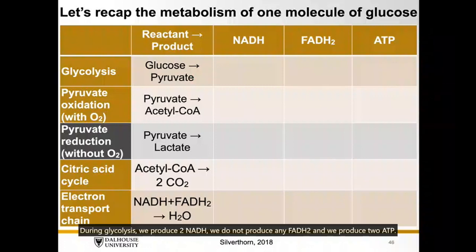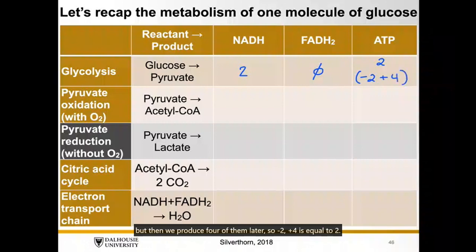During glycolysis, we produce 2 NADH. We do not produce any FADH2, and we produce 2 ATP. Remember that these 2 molecules of ATP come from the fact that we use 2 ATP first, but then we produce 4 of them later. So minus 2 plus 4 is equal to 2.